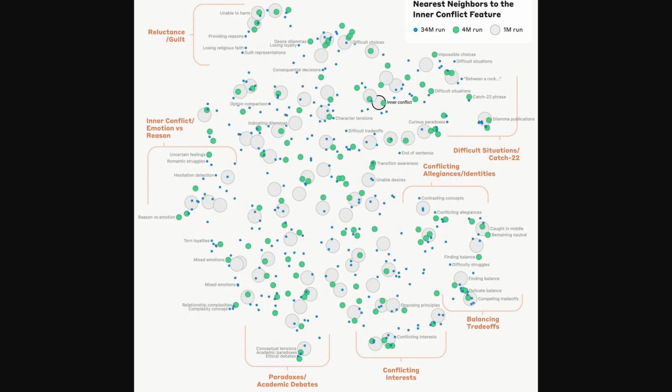Next, this figure visualizes how related concepts cluster together. So the size of the circles represents the number of times a feature appeared across different runs of their dictionary learning algorithm. And the color shows which run, a 34 million parameter run, a 4 million, or a 1 million. It's interesting to see how concepts like inner conflict are surrounded by related ideas, like difficult choices and torn loyalties. Okay, so this reinforces the idea of a semantic map within the model.